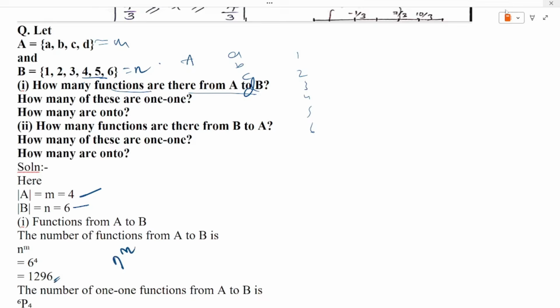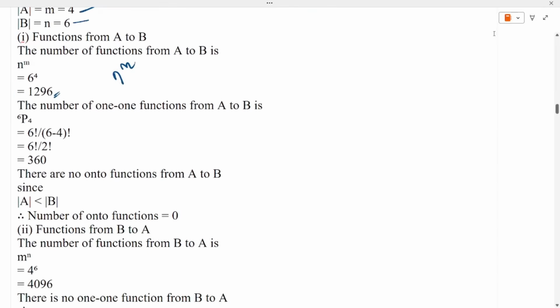And the number of one-one functions from A to B is nothing but 6 permutation 4, that is nPm. Next is onto functions. There are no onto functions from A to B since A is less than B. If A is less than B, there is no onto. This you have to remember.